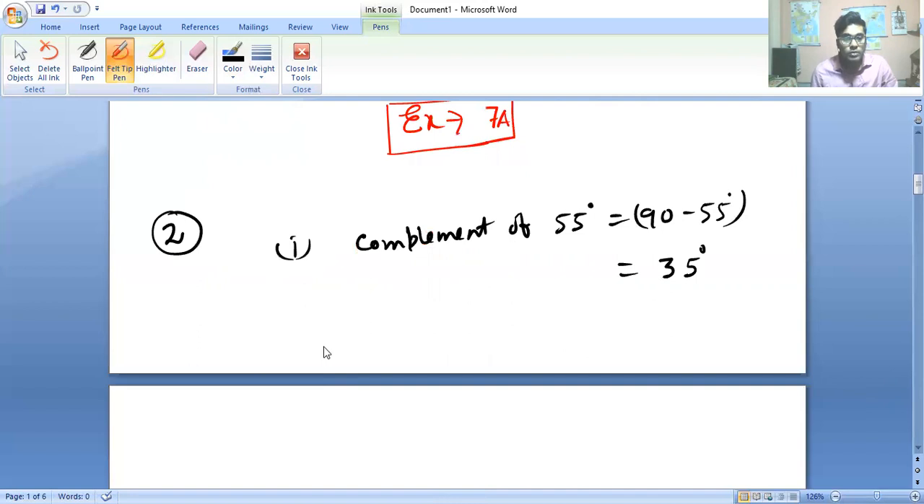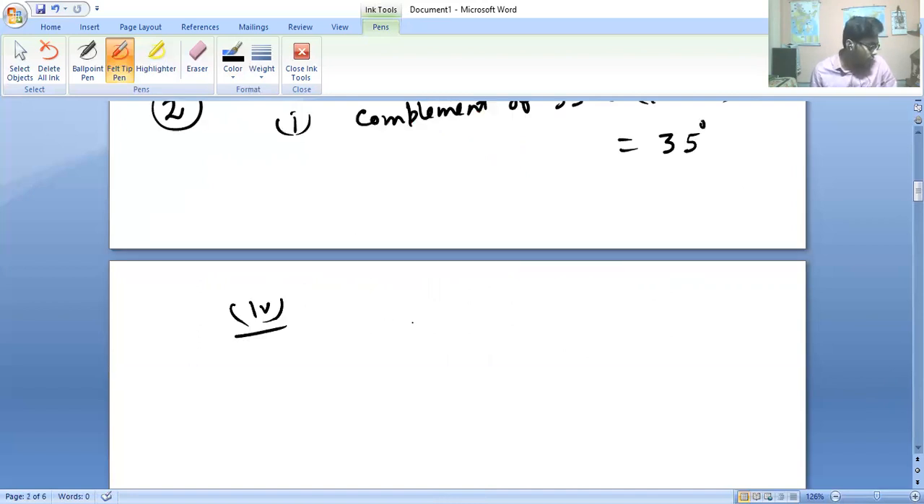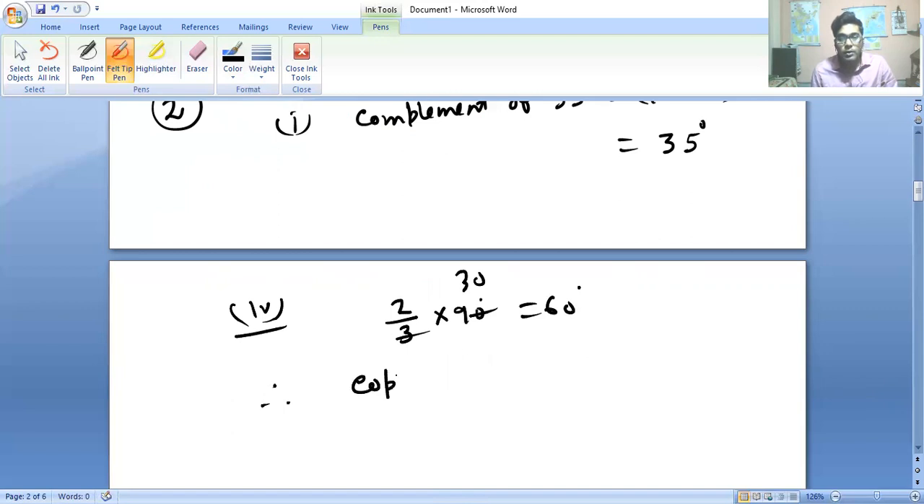Okay. Similarly, if I do question number 4, 2/3 of right angles. So first, let us find 2/3 of right angles. 2/3 of right angles means 2/3 of 90 degrees. So that becomes 60 degrees. So therefore, complement will be what? 90 minus 60. So we have 30.